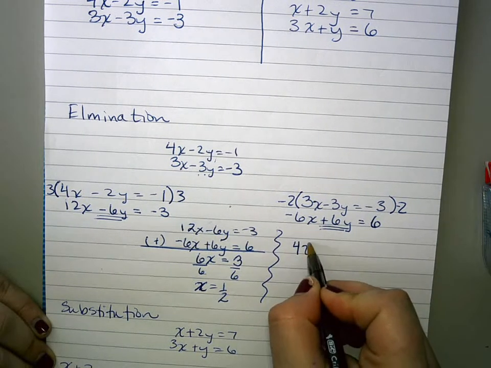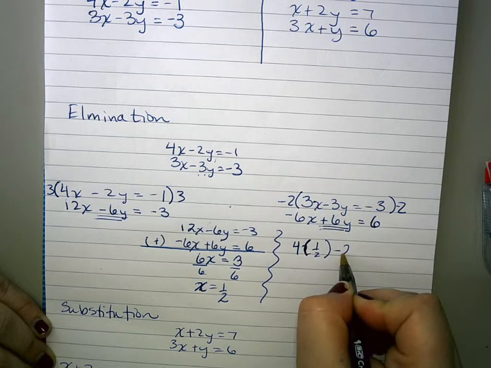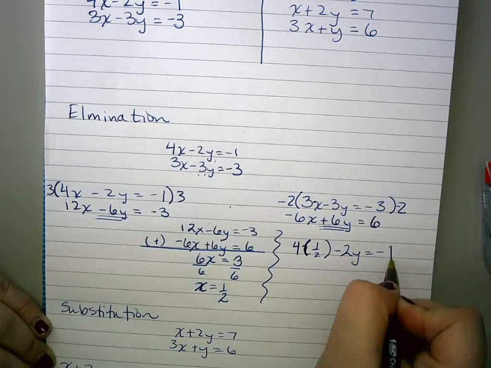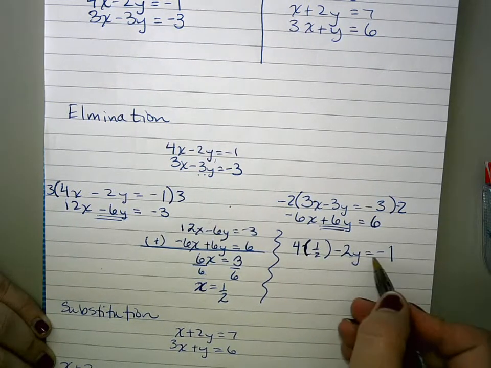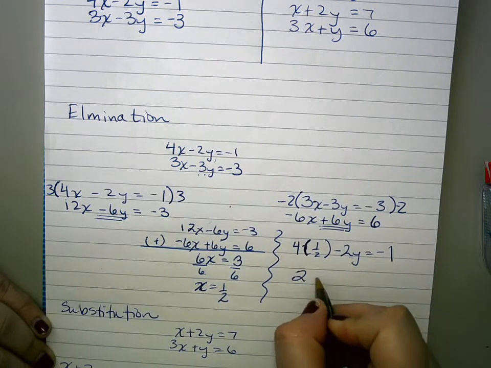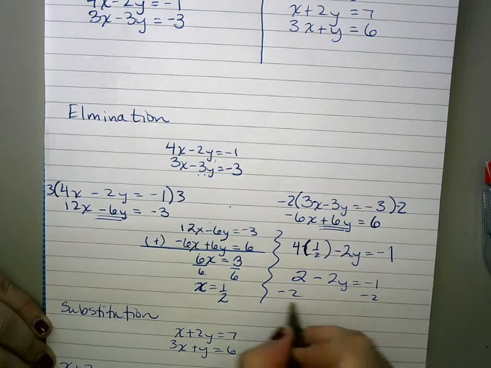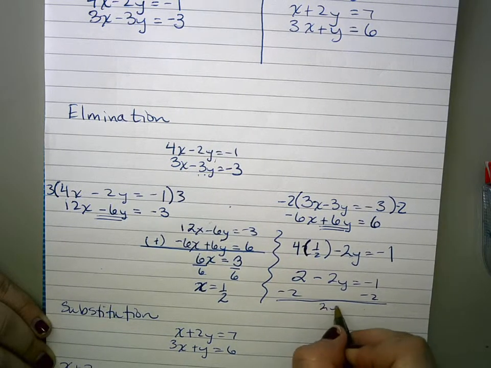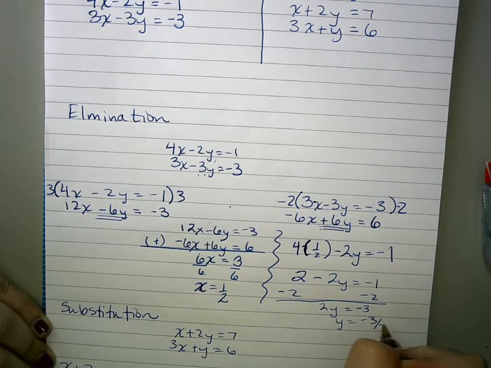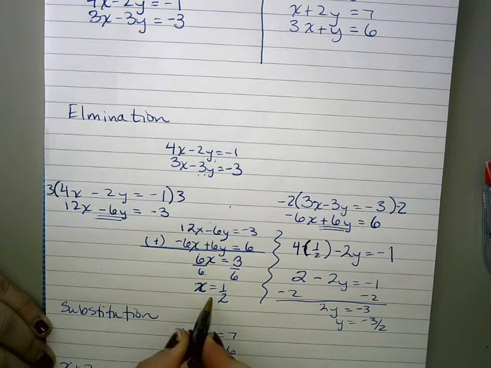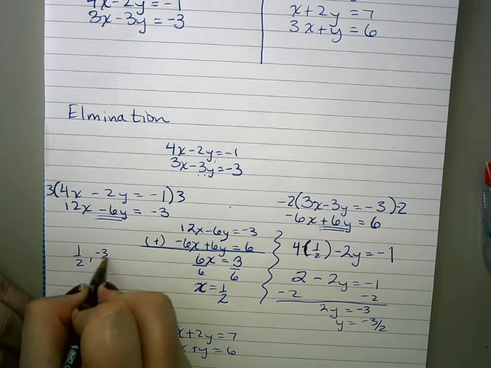4 times 1/2 minus 2y equals negative 1. Now we have a replacement for x, and so we can solve for y. 2 minus 2y equals negative 1. Subtract 2 on both sides. We have negative 2y equals negative 3, and y equals 3/2. And so the solution to this system is 1/2, 3/2.